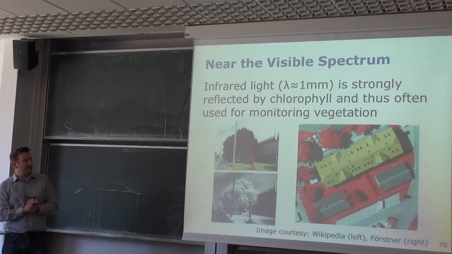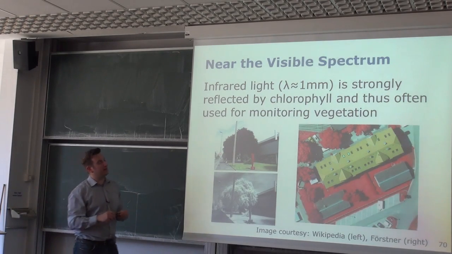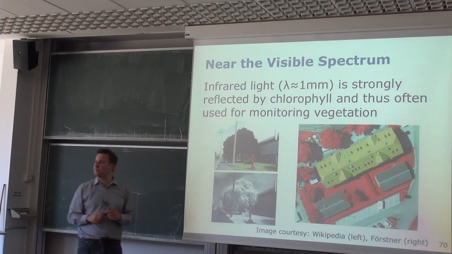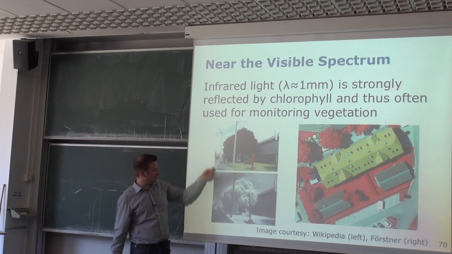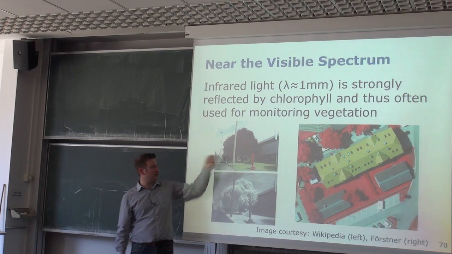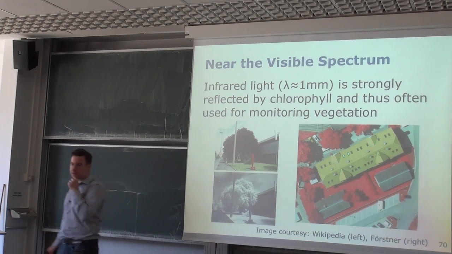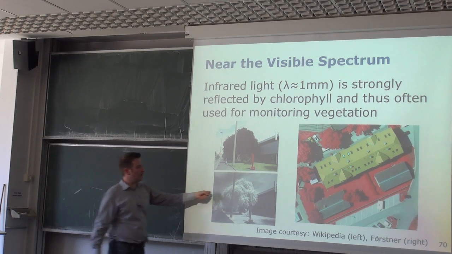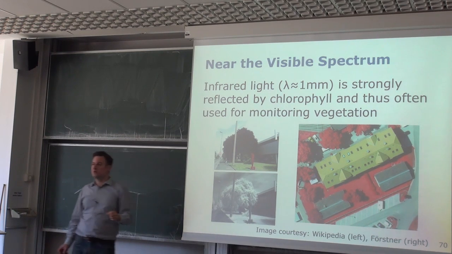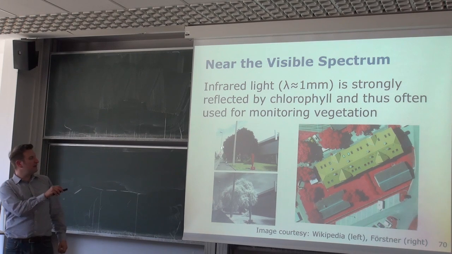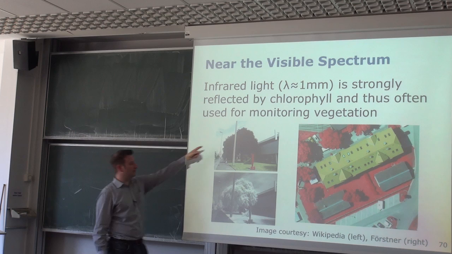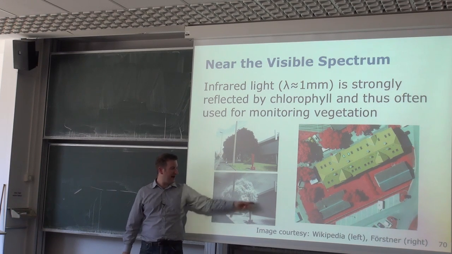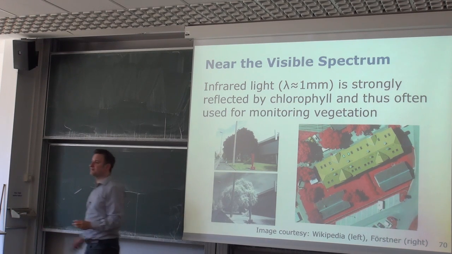Again, not only the visible spectrum is important, but also, for example, the near-infrared spectrum or things near the visible spectrum. Here are 2 examples. This is the same scene recorded once with a standard RGB camera and once with a near-infrared camera. What you can see is that the tree, which is quite dark in the RGB spectrum, is highly reflective in the near-infrared spectrum.